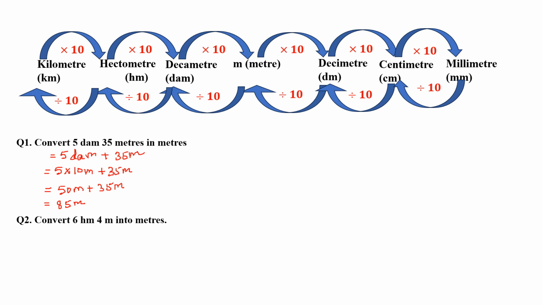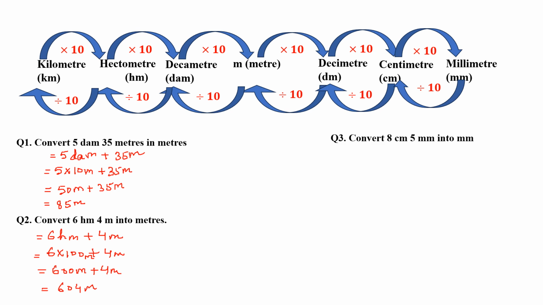So from here I can write it as 6 hectometer plus 4 meter. Now to convert 6 hectometer to meter, you have to multiply it by 100, plus 4 meter. So this will give you 600 meter plus 4 meter, which will further give you 604 meter. So this is the answer for the second one. Now third one. Now please pause the video and try to solve it by yourself. Okay, so let's try it. Pause the video, solve this question.